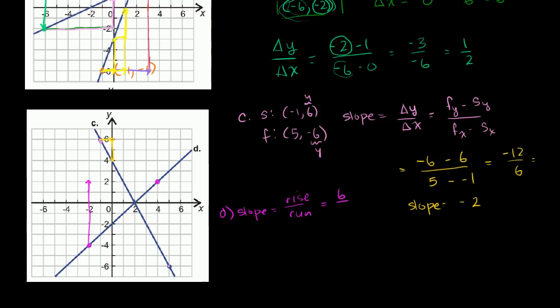And how much are we running? We are running, I'll do it in a different color. We're running 1, 2, 3, 4, 5, 6. We're running 6. So our slope is 6 over 6, which is 1, which tells us that every time we move positive 1 in the x direction, we go positive 1 in the y direction. So if we go -2 in the x direction, we're going to go -2 in the y direction. So whatever we do in x, we're going to do the same thing in y in this slope.